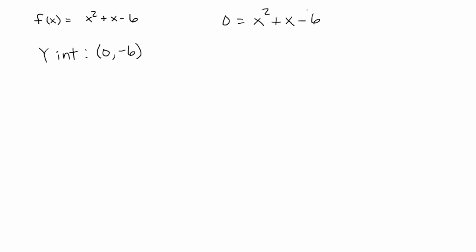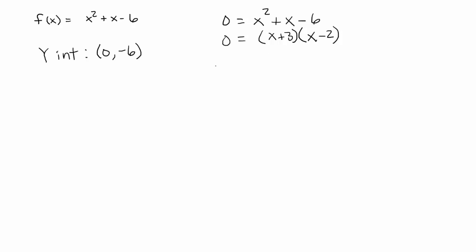And now our x-intercept is going to be 0 is equal to x squared plus x minus 6. And remember, to solve a quadratic, we either need to factor it or we need to use the quadratic formula. In this case, I'm going to factor it and say that we can write x squared plus x minus 6 as x plus 3 and x minus 2.